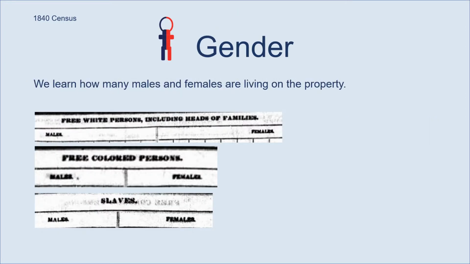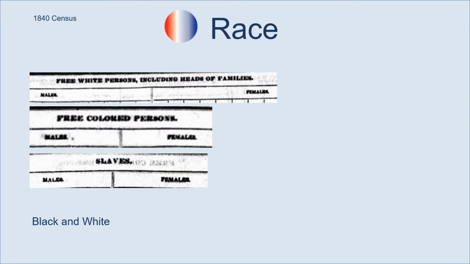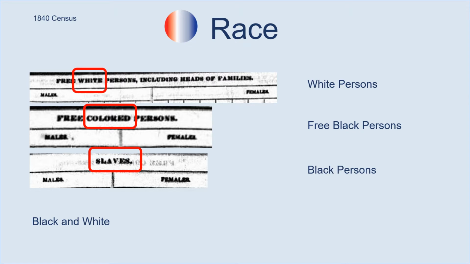Gender. We do not learn the name of each person, but we learn how many males and females are living on the property. They're divided into 3 categories: free white persons, free colored persons, slaves. Information on slaves is found on the second page. The only distinction for race would be black and white from the 3 sections where each group of people is counted: white persons, free black persons, black persons.